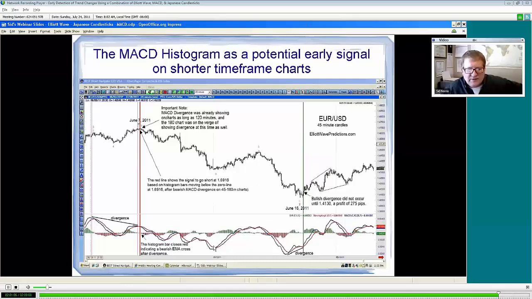And then looking for a shorter term divergence to get out of the trade, the next divergence I saw on a 60-minute chart or greater was right here.